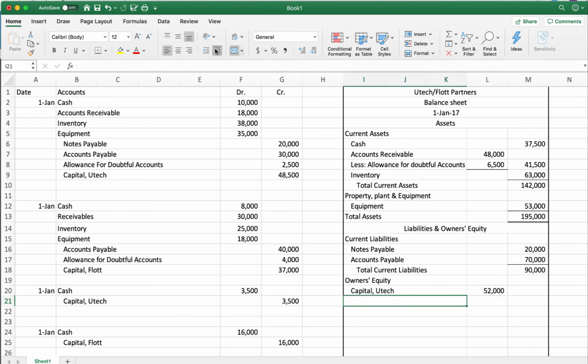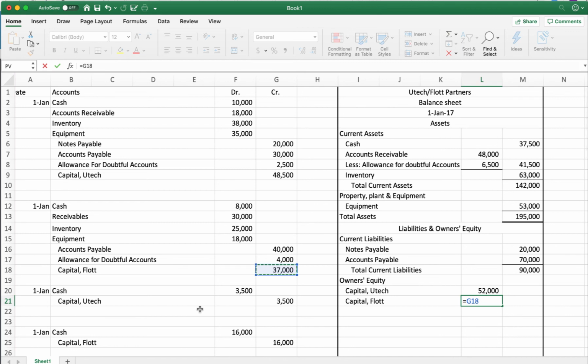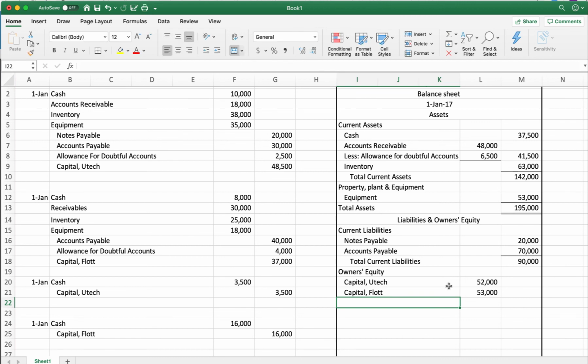Okay, we're going to do the same thing for float. So I'm going to type in capital, comma, float, and I'm going to calculate float's capital, right? What is the total value of float's capital account? Well, that's easy, right? The first journal entry that we did for float shows that $37,000 was booked as capital. Then they invested an additional $16,000. So we have a total of $53,000 capital for float, okay?